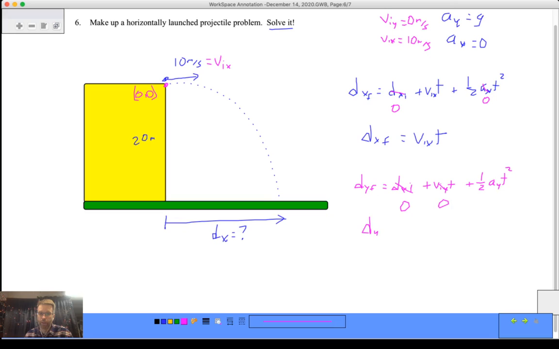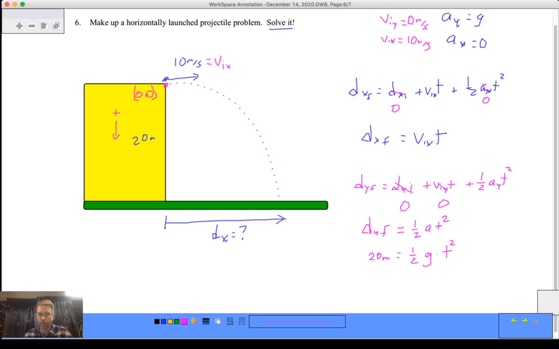We know what that is. That's how tall it is. Then 1/2 a t squared, and we know what a is because that's gravitation. I'm going to decide that positive is down in this case, which will make dyf 20 meters. I know acceleration is also in the downward direction. I'm going to call that a positive g, and that allows us to solve for t.